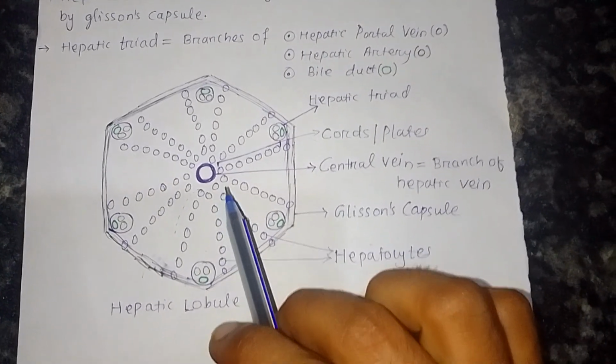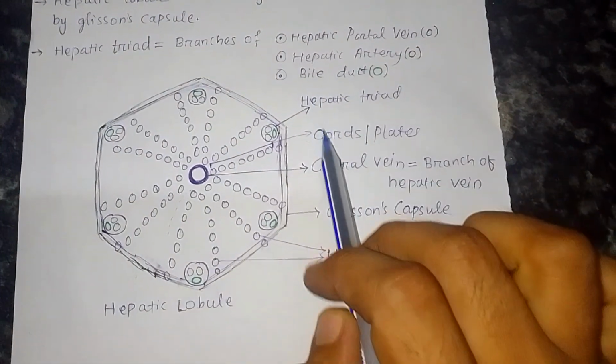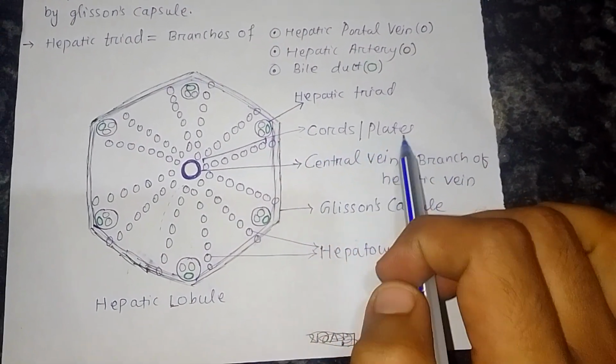These hepatocytes are arranged in plates. These are also called the cords. Here you can see cords or plates.